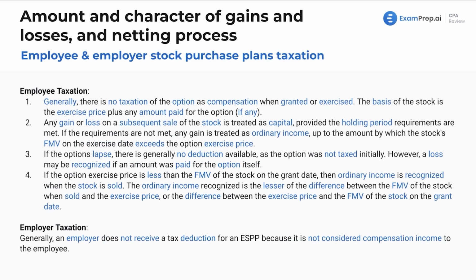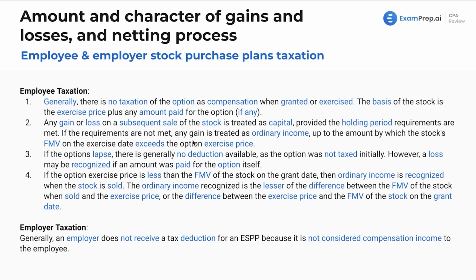All right, talking about employee taxation versus employer taxation. Now, generally, no taxation of the option as compensation when granted or exercised. We're beating these points to death. I want to make sure there is no discrepancy in your mind. You understand how this all works. The basis of the stock is the exercise price plus any amount paid for the option, if any fees or any premiums paid. Any gain or loss on a subsequent sale of the stock is treated as capital, provided the holding period requirements are met.